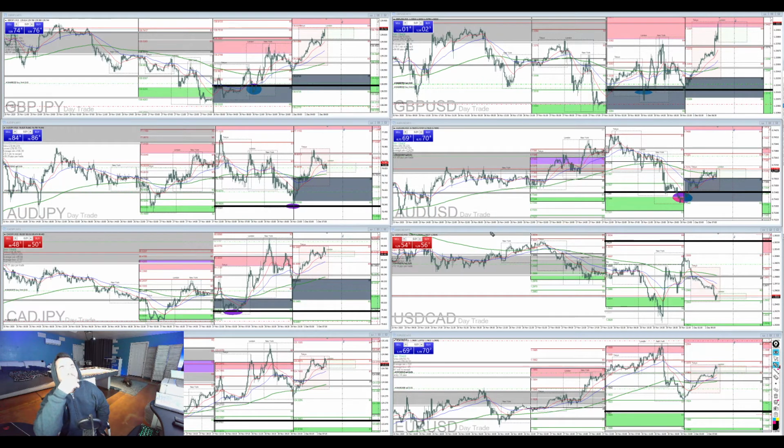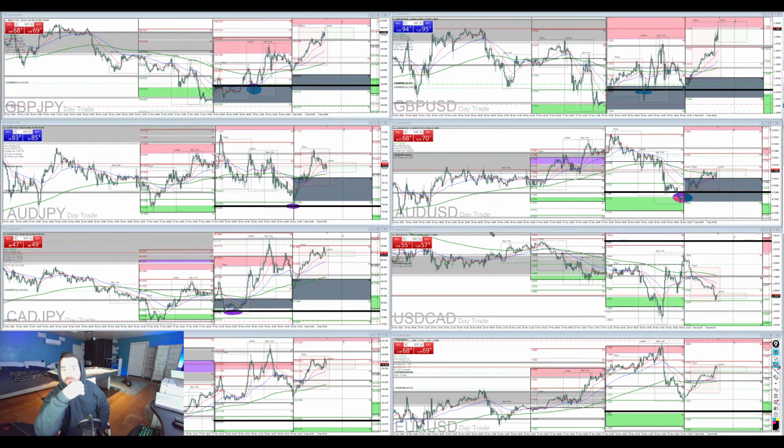Pound dollar, we're already going into the target zone. Australian dollar, we need for it to pull down and then head up today during this or next session. CAD yen already have the pending order. Australian yen already have a pending order. Pound yen already have a pending order.